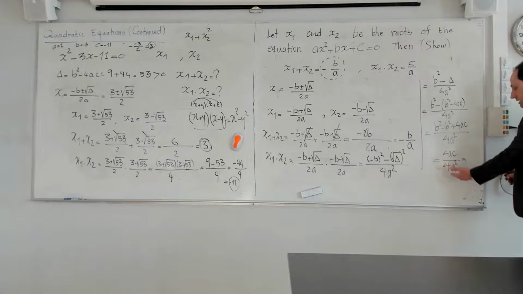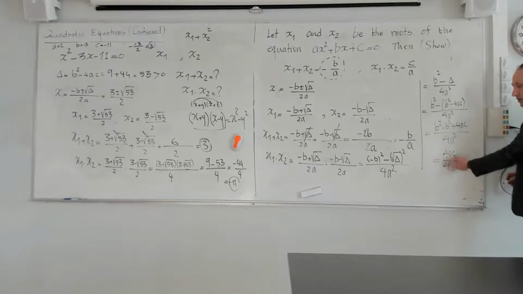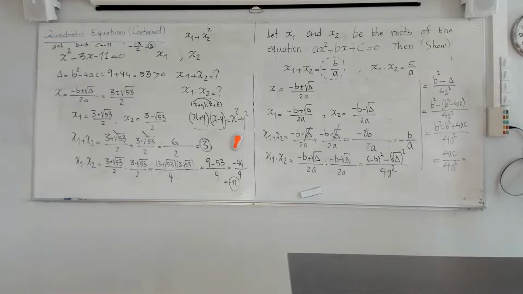But you can immediately see that all of these are factors. They appear as a product. So 4 and 4 are factors, common factors. They can be canceled out. One of these a's and one of these a's also cancel out. So what is left in the numerator is c. What is left in the denominator is a.